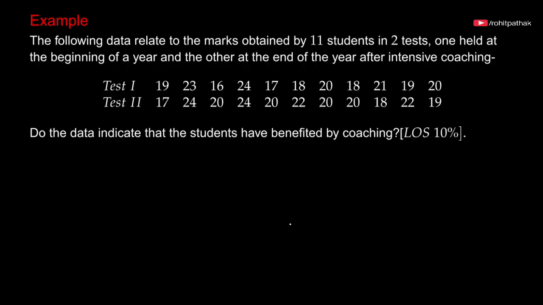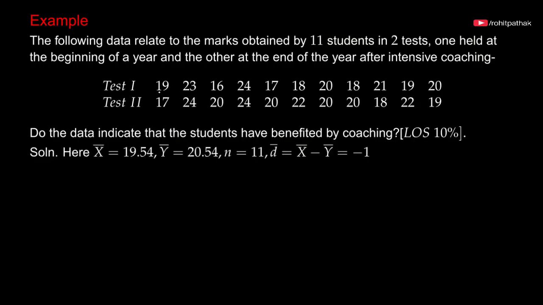So here the same student has been given two tests, one before coaching and one after coaching. So therefore we have to pair the observations. Here 19 and 17 is a pair. Here 23 and 24 is a pair, and so on. You cannot shuffle them or write in any order because you have to pair them. So here x bar equal to 19.54. That means the mean score of the students before the coaching and mean score of the students after the coaching, 20.54. Total number of observations 11 or sample size 11.